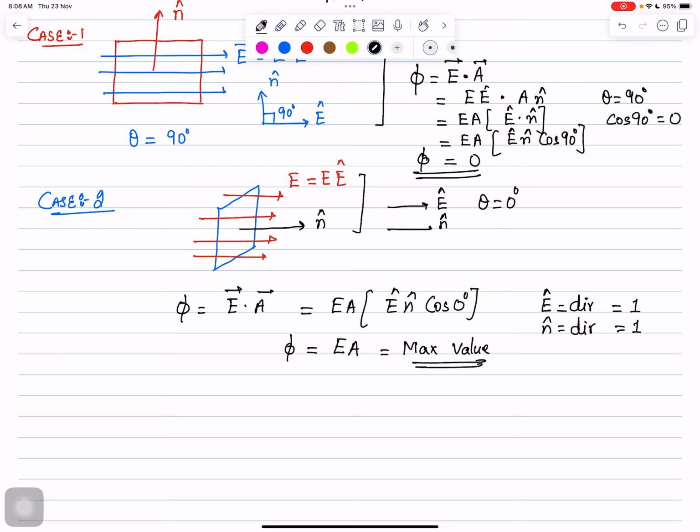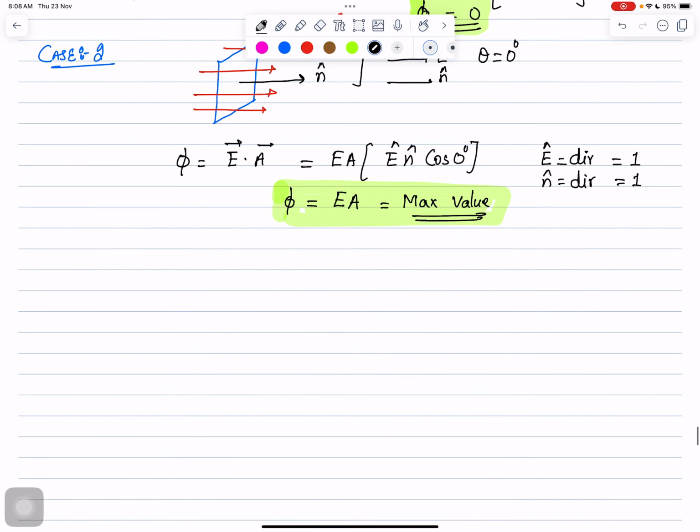Clear, guys? You understand the 0 value? This is your 0 value, and this is your maximum value. And so now it is easy to understand.